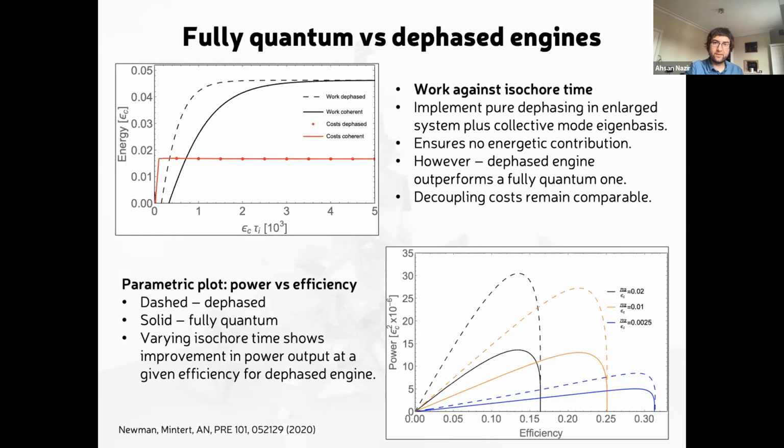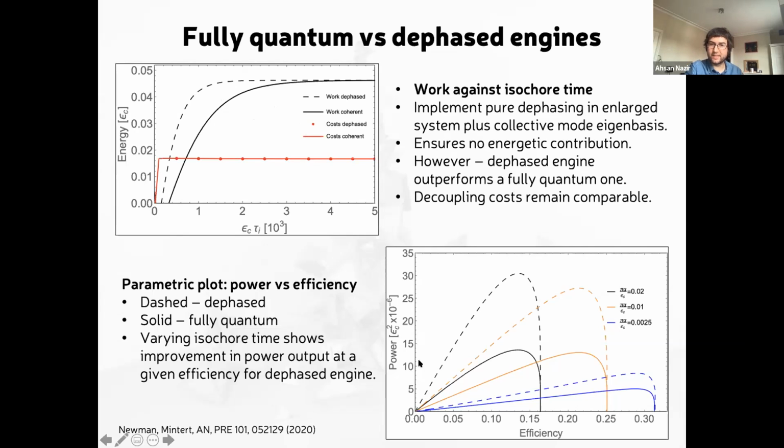What we see in general is that the dephased engine outperforms a fully quantum one, but this is not because somehow the costs for decoupling are different. They actually remain essentially the same in both the dephased and the fully coherent engine. It's really because in the dephased case, the system is approaching the steady state, as you can see, more quickly than in the fully coherent case, and so energy exchanges between the system and the reservoirs are happening more quickly, which is advantageous for the performance of the engine.